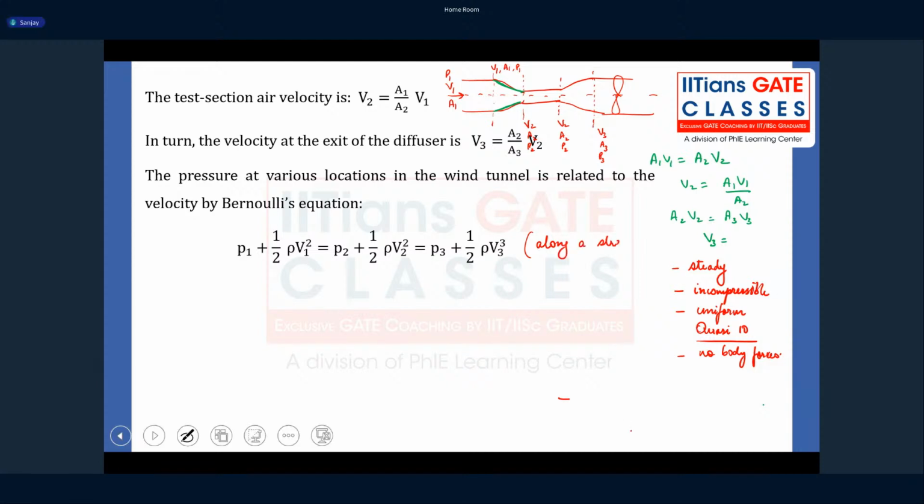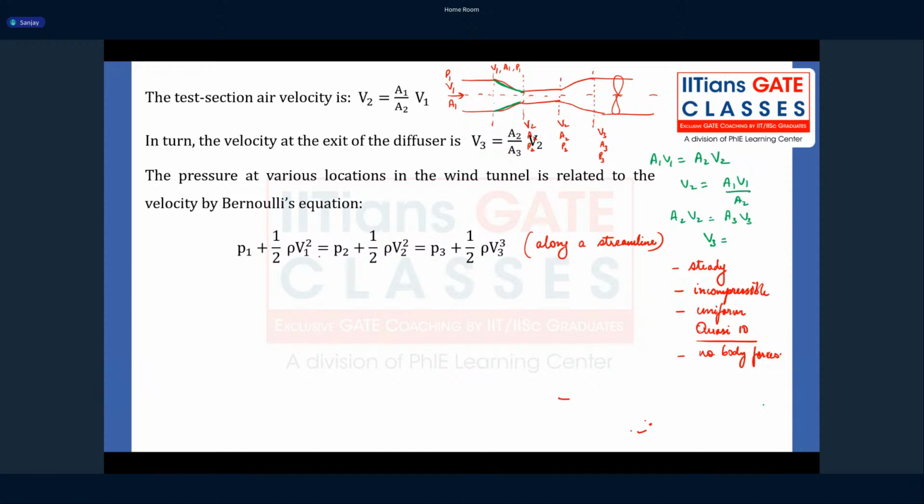But again, remember here, this is always along a streamline. Why along a streamline? Because you don't know whether the flow is irrotational or rotational. So if it is either the case, along a streamline is always better. Okay. So you can say P1 plus half rho V1 square is equal to P2 plus half rho V2 square is equal to P3 plus half rho V3 square.